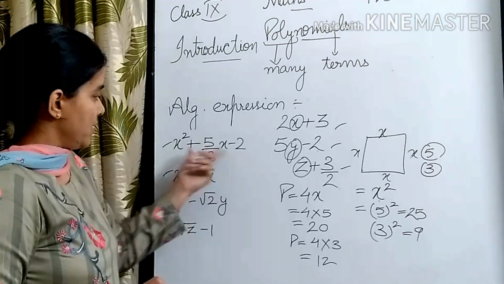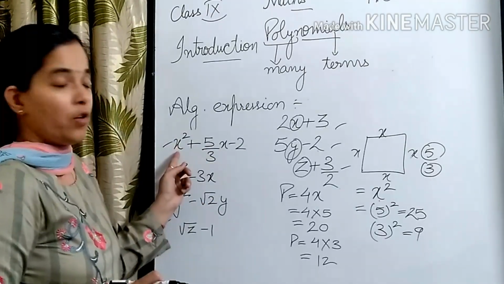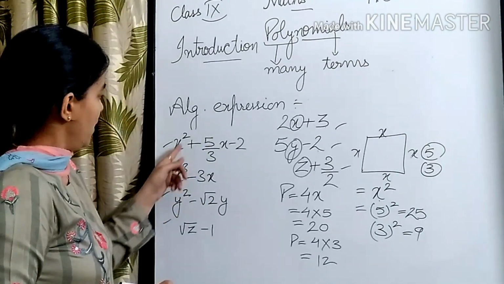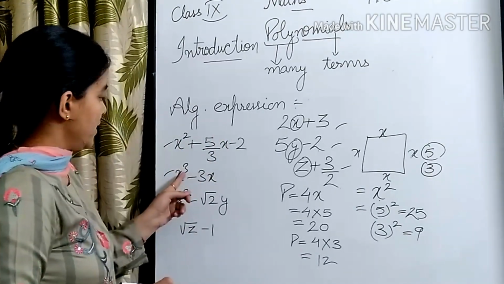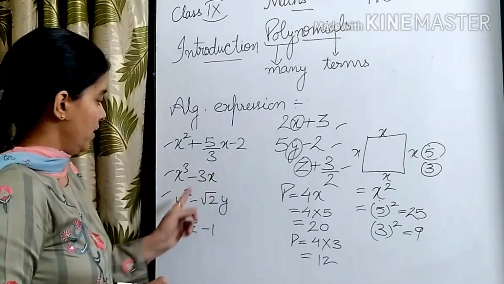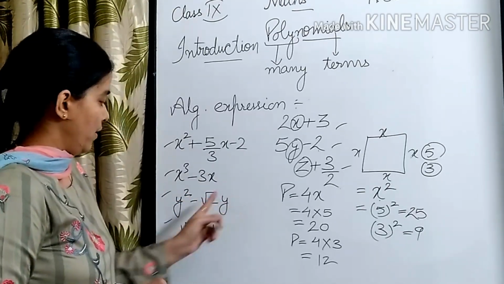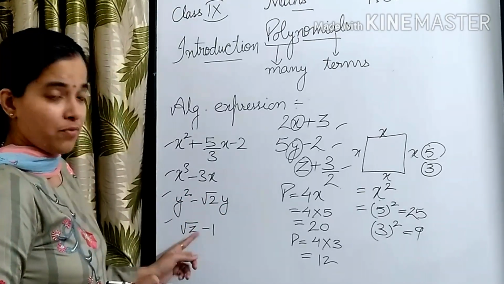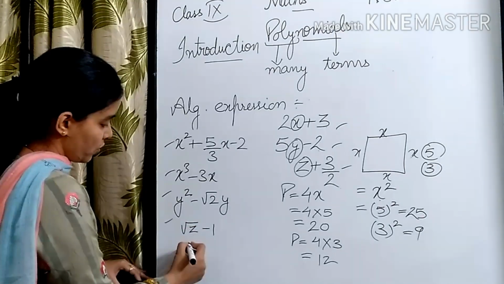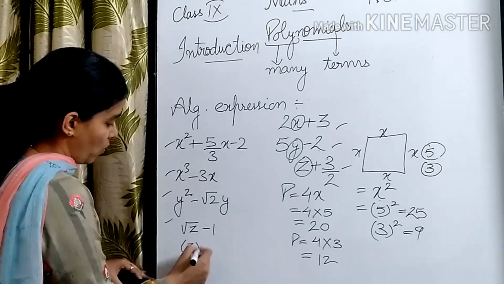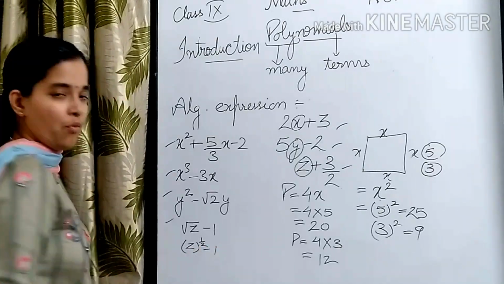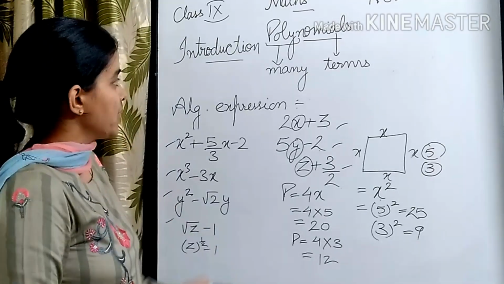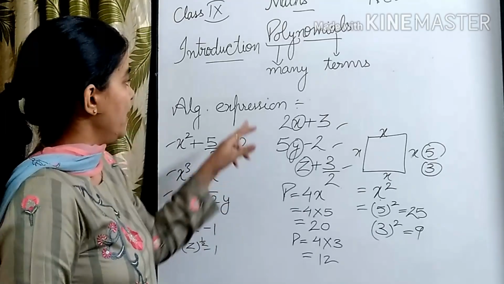In the first case, what is the power of x? What is the exponent of x? Here it is 2, here it is 1. In this case it is 3 and 1. Here it is 2 and 1. Here the exponent of z, because this is a root, means the exponent will be half, minus 1.